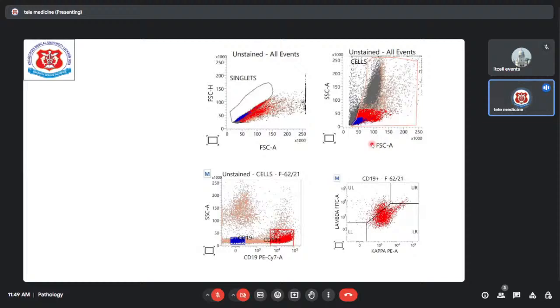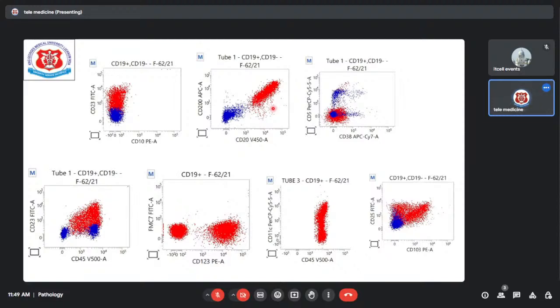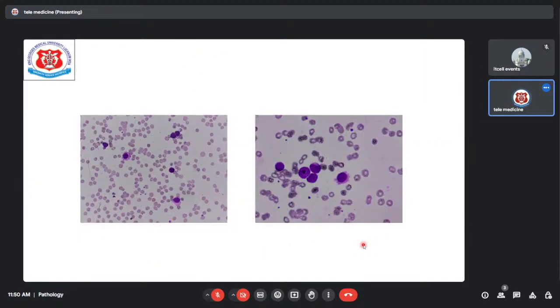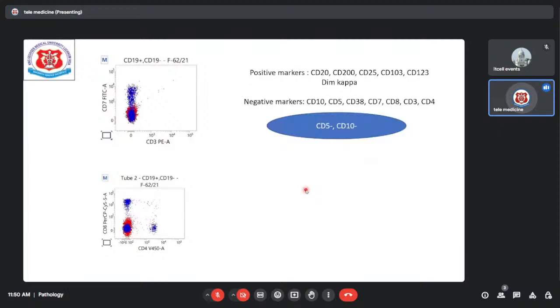ठीक है. Okay, so this is a plot. You have been positive for CD19. So 23 is positive. What about 200? 200 bright. And because of the parafibrosis, these patients can have diluted bone marrow aspirate. And these are the markers: CD25, CD103, CD123, markers for the hairy cell leukemia. So this was 5 negative, 10 negative, probably hairy cell leukemia.